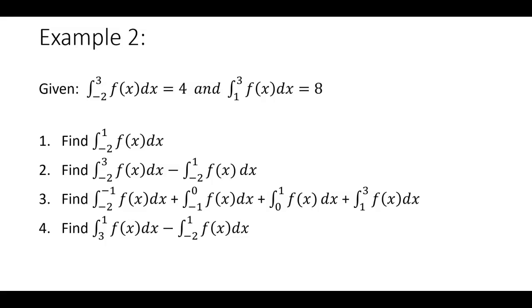But, so here's the deal. They're giving you two integrals up here. But they're going to ask you questions about integral pieces that you don't know. Like this one goes from -2 to 3, and this one goes from 1 to 3. But they're asking about -2 to 1, right? How do we do that?